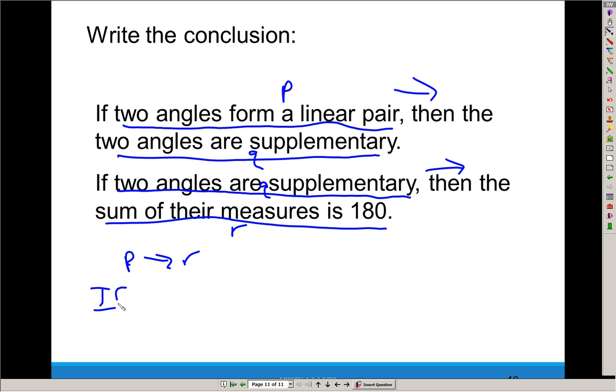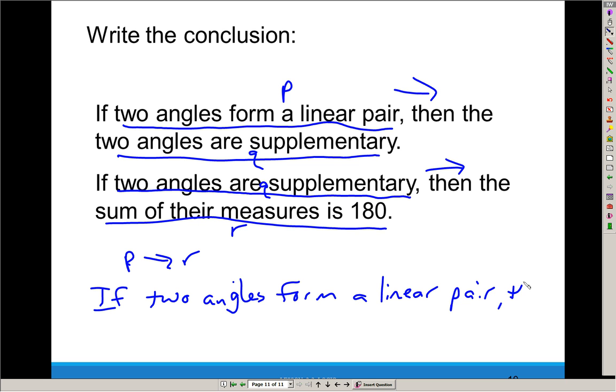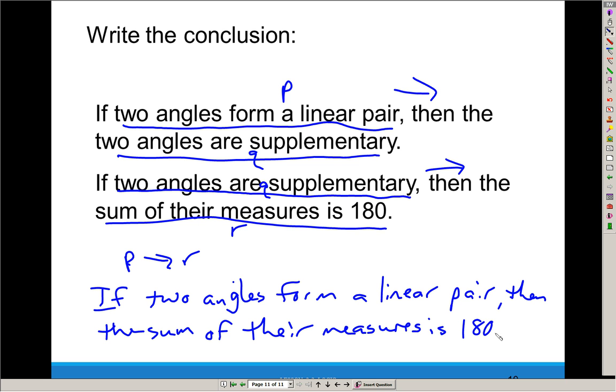So if two angles form a linear pair, then what? Then the sum of their measures is 180. P leads to Q and Q leads to R, so P leads to R. This is the law of syllogism. The first thing leads to the second thing leads to the third, so the first thing must lead to the third.